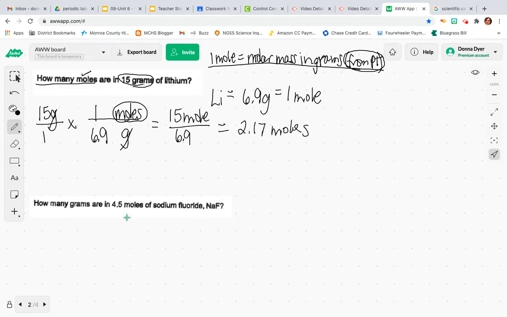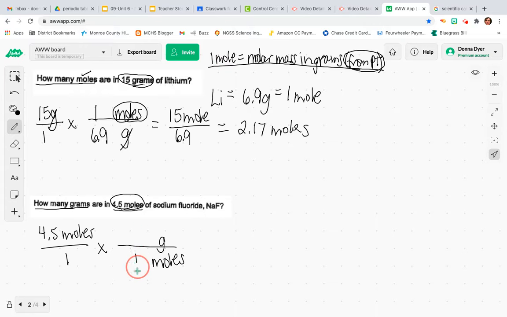Let's do another one here. How many grams are in 4.5 moles of sodium fluoride? So again, 4.5 moles, how many grams? This is our given. So take our given and put it over 1. 4.5 moles over 1. Now we want to cancel out moles and solve for grams. So where does moles go? On the bottom. Solving for grams, so that goes on the top. Now we're going to use our conversion factor that relates grams and moles. Again, 1 is in front of moles. What goes in front of grams? The molar mass from the periodic table.